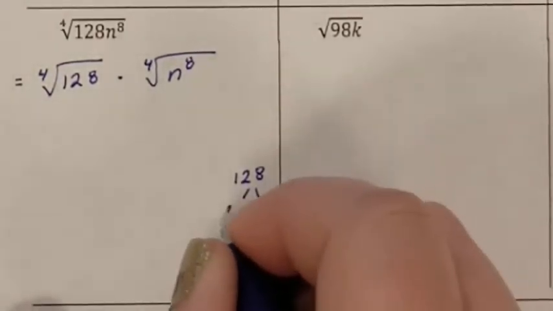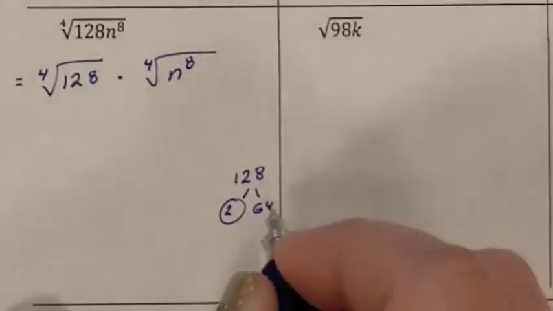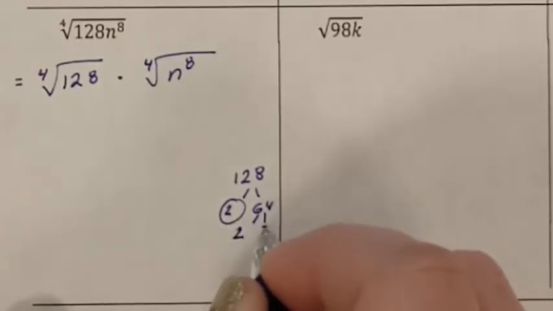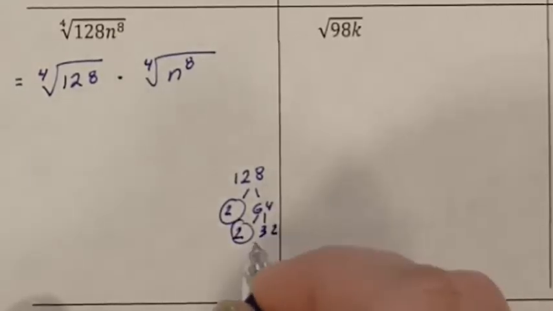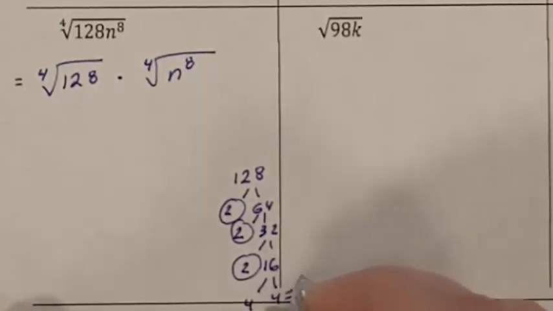It's even, so I know it's 2 times 64. 64 is not prime, so I know that can be broken up into 2 and 32. 32 is not prime, so 32 can be broken up into 2 and 16. 16 is not prime, so 16 can be broken up into 4 and 4. Those are not prime, so those can be broken up into 2 and 2 each.